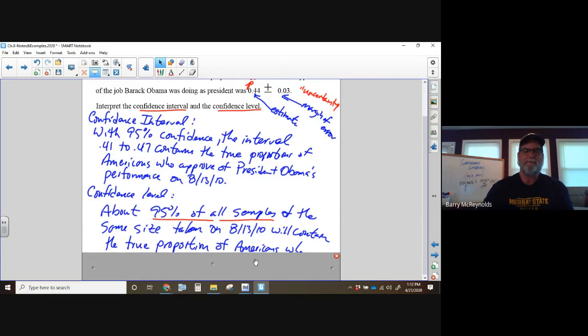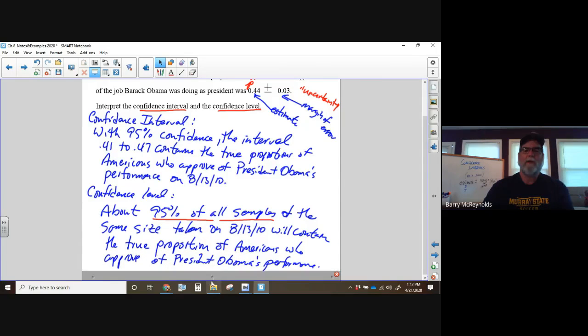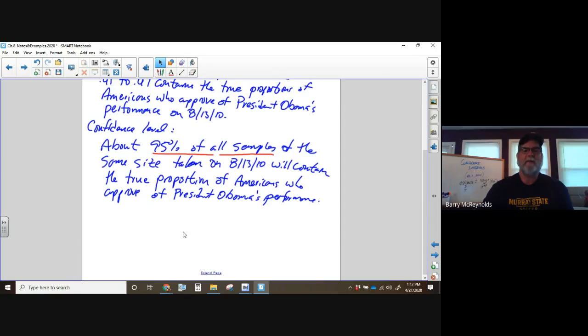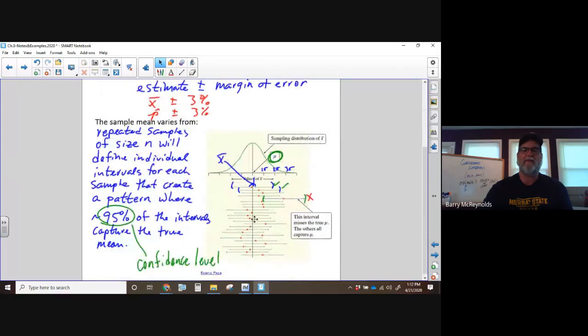Confidence level talks about the percentage of samples. And this confidence level goes back to the graph we looked at yesterday, where we have every sample listed here, and we're literally just counting the number of samples that contain the true mean.